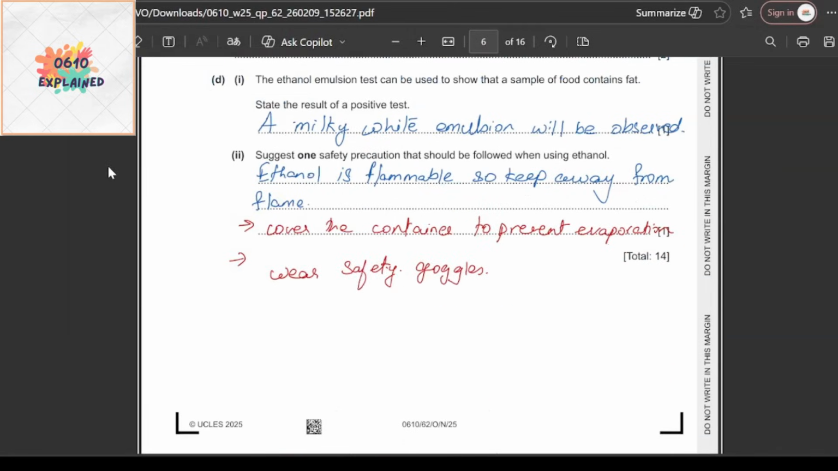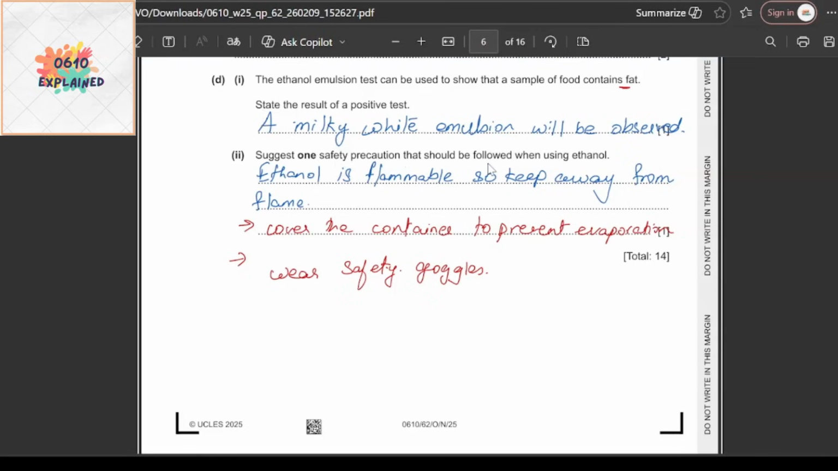Moving to the next part. Again, a very simple question asks that the ethanol emulsion test can be used to show that the sample of food contains fat. State the result for a positive test. So a milky white emulsion will be observed. If you remember the fat test, you are taking the ethanol solution and adding fat and ethanol, and you are going to stir the test tube. Stirring is a very important process over here, shaking or stirring. Now you add 2 cm³ of distilled water and a milky white emulsion will be observed. So that is the observation they are asking.